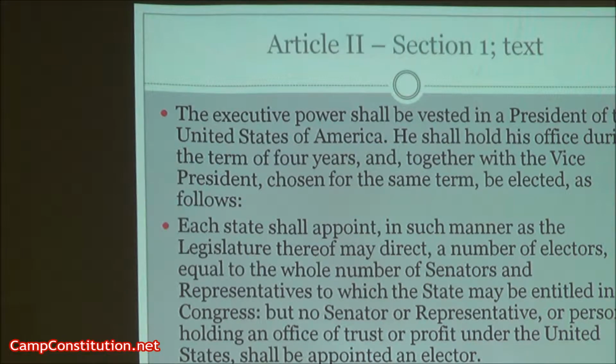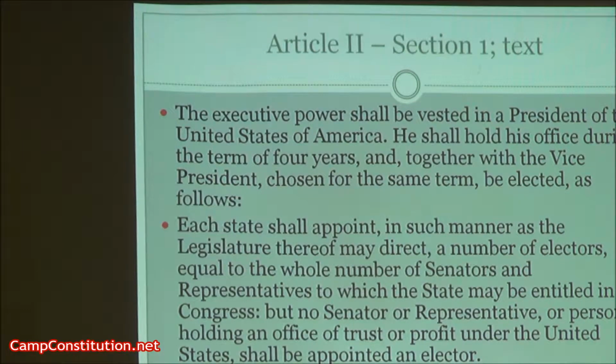He shall hold his office during the term of 4 years, and together with the vice president, chosen for the same term, be elected as follows. And I've put just the parts that are still in effect. Each state shall appoint in such manner as the legislature thereof may direct a number of electors equal to the whole number of senators and representatives to which the state may be entitled in the Congress. But no senator or representative or person holding an office of trust or profit under the United States shall be appointed an elector.